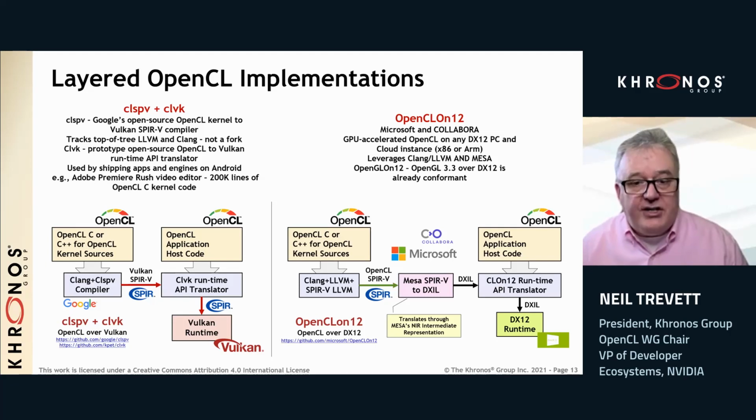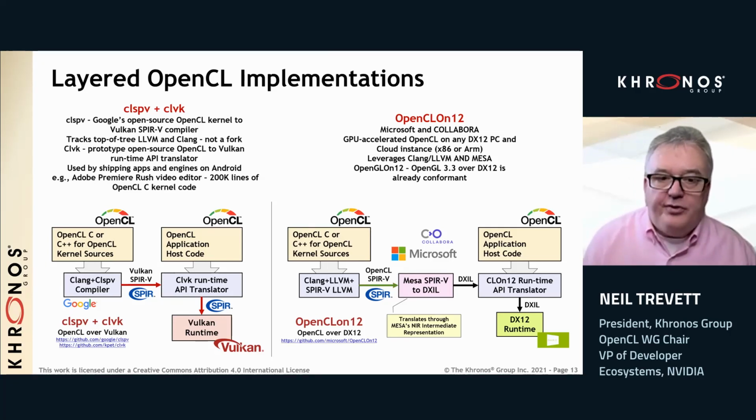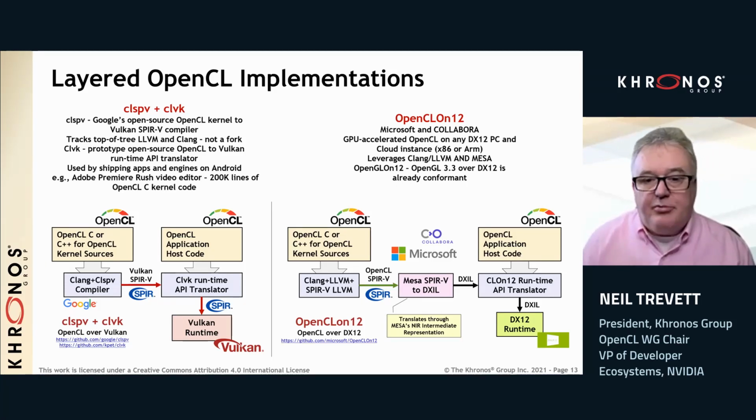And since IWOCL last year, Microsoft has released the OpenCL on 12 open source project to layer OpenCL over Microsoft's DX12 API. With Collabora's assistance, Microsoft leverages the Mesa open source graphics framework to translate SPIR-V through Mesa's NIR intermediate representation into DXIL, that's DirectX's intermediate language. CL on 12 will enable accelerated OpenCL wherever Windows 10 with DX12 ships, including on ARM-based PCs and in the cloud, and should soon be officially conformant.